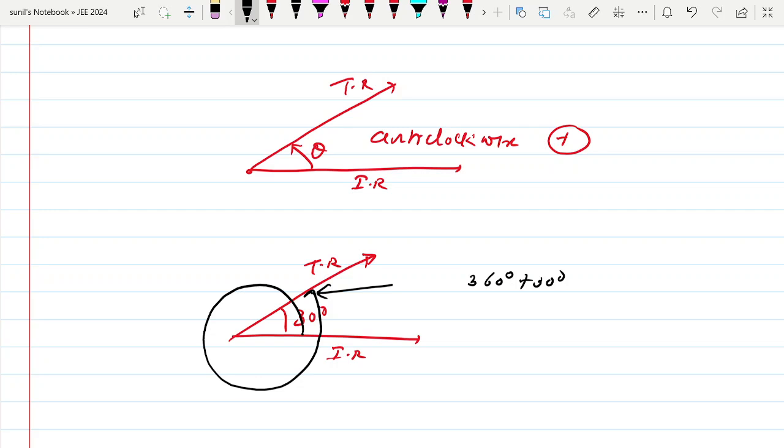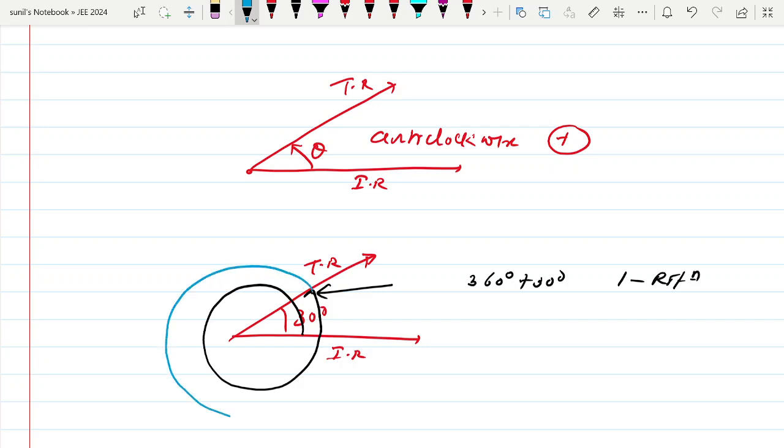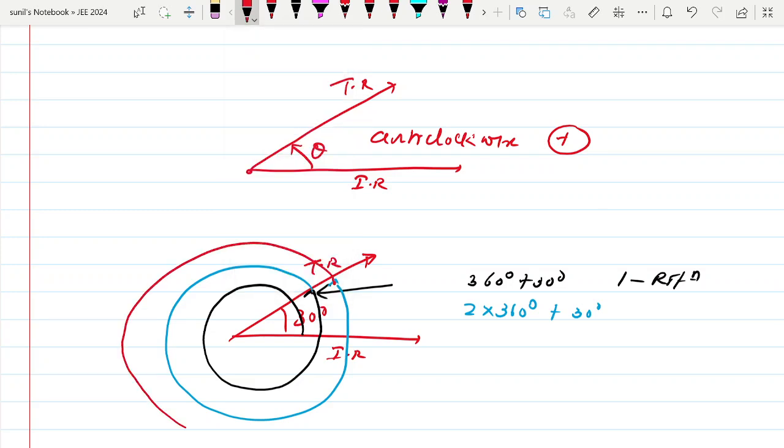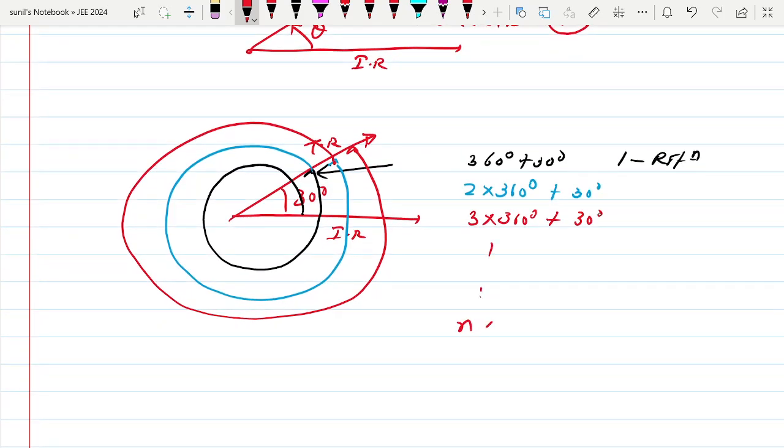This is the one rotation. We have taken one rotation here. Now can we take one more rotation? Yes, of course. Suppose if we take two rotations, then the measure of this angle is 2 times 360 degree plus 30 degree. Now we can have more rotations. Suppose we take 3 rotations, then the measure is 3 into 360 degree plus 30 degree. So proceeding in the same way, if I take n rotations, then it is n into 360 degree plus 30 degree.